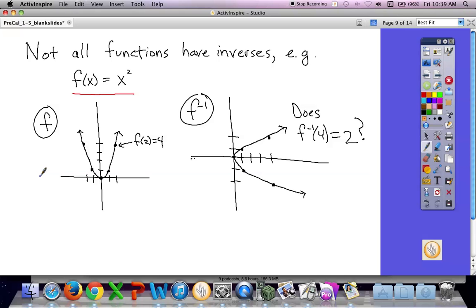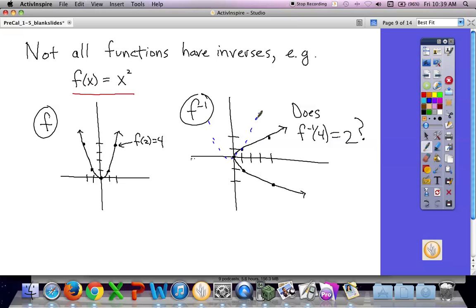Now, based on what we know about the graph of inverses, the inverse function should be a reflection across the line y equals x. It takes something that is opening up like this, and it makes it open to the right. That's what happens when you just switch the x and the y coordinates. Now, instead of having our parabola opening up, our parabola opens to the right.